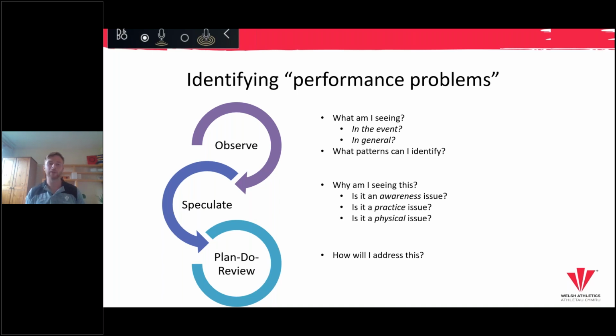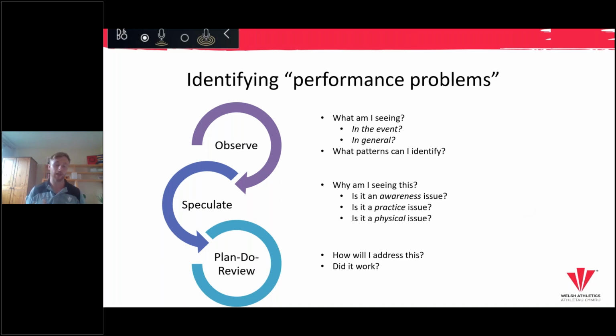And then finally, plan, do, review. So this is where you start thinking about how will I actually address this. Performing the plan, and then also reflecting and reviewing on it afterwards. Did it work? Sport is a complex environment, which means we can never really be certain what's going to work and what's not. Anyone that pretends to have certainty in sport is probably selling you some snake oil. So did it work?